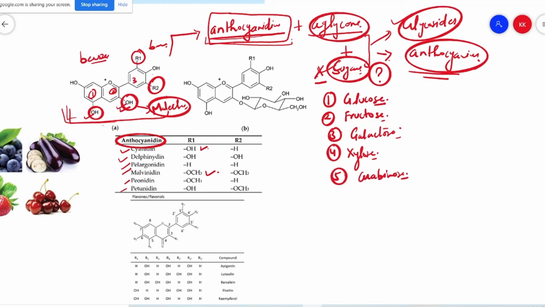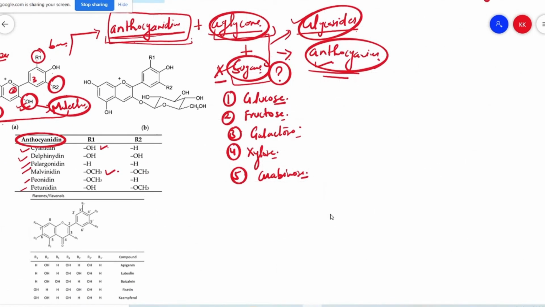So if in the anthocyanins they are discussing the glycosides, then you should know they are the glycone and sugar complexes. And if they are talking about the anthocyanidin only, then they are talking about the simple glycone structure. Right? Other than sugars, there are other types of molecules which can also bind to these anthocyanin structures, and these substituents or groups are called acyl groups.